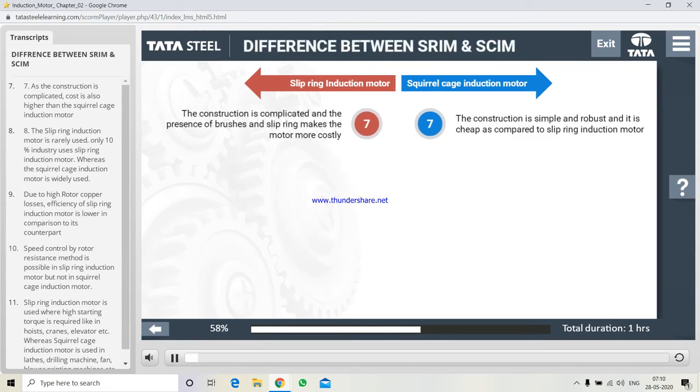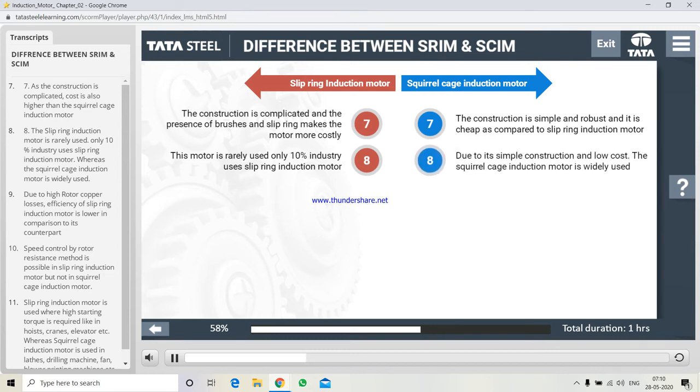7. As the construction is complicated, cost is also higher than the squirrel cage induction motor. 8. The slip ring induction motor is rarely used. Only 10% of industry uses slip ring induction motors, whereas the squirrel cage induction motor is widely used. 9. Due to high rotor copper losses, efficiency of slip ring induction motor is lower in comparison to its counterpart.